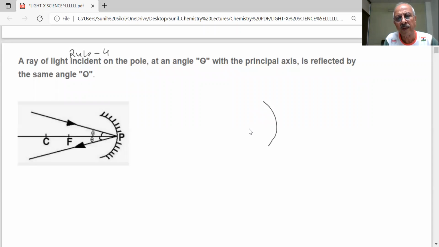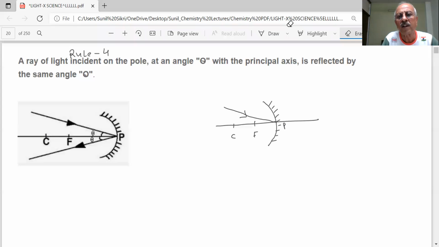How will you draw it? Make a concave mirror, students. Learn, learn, learn. This is my pole, students. Again, I have a focus and double the distance. See, the ray of light is falling at the pole. Incident, from the object. From the object, I will take this ray of light. When it falls, students, at the pole, what will happen? It will get reflected, and this angle will be equal to this angle. This is angle I, this is angle R. This angle I is equal to angle R. These two angles will be equal.